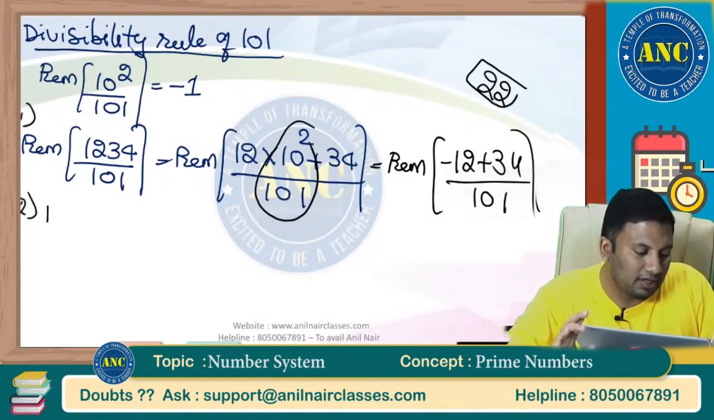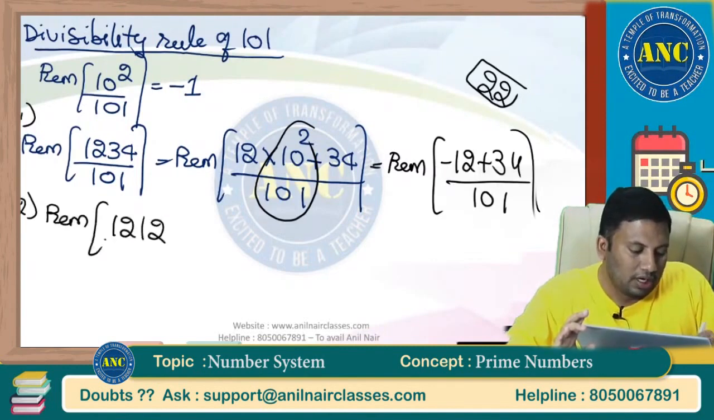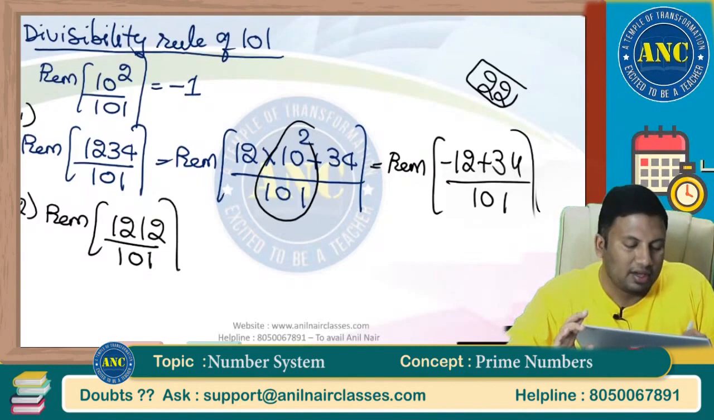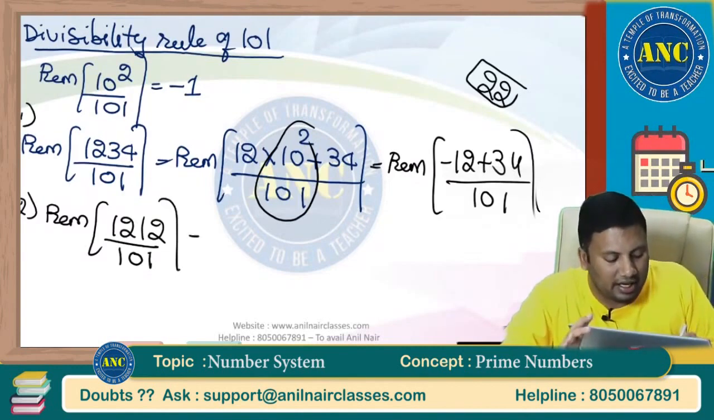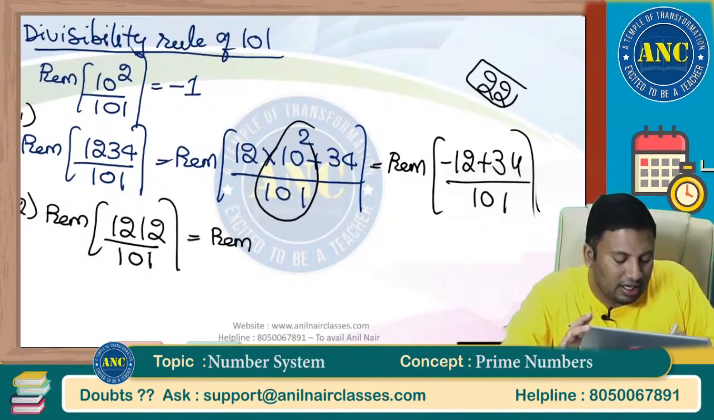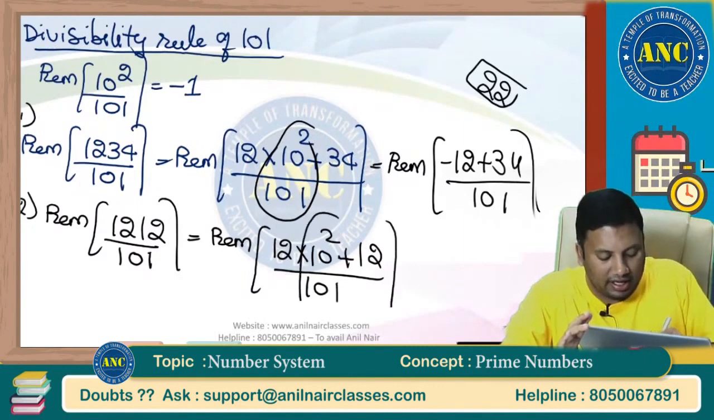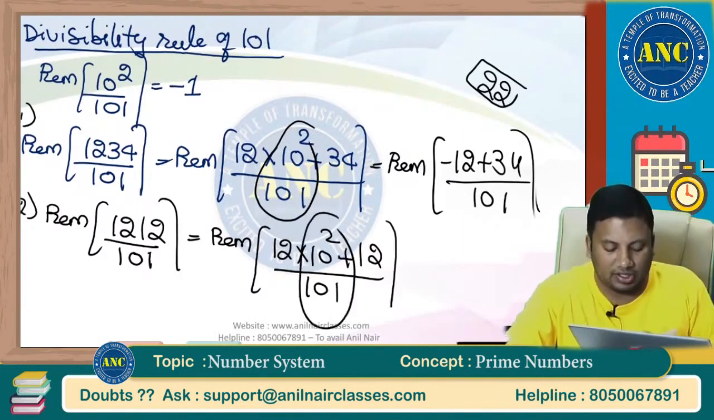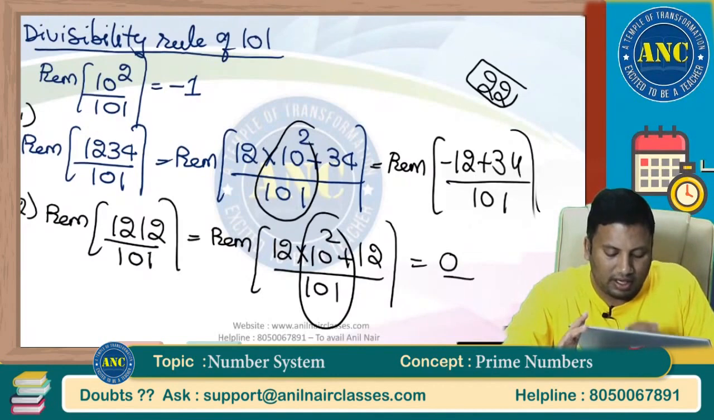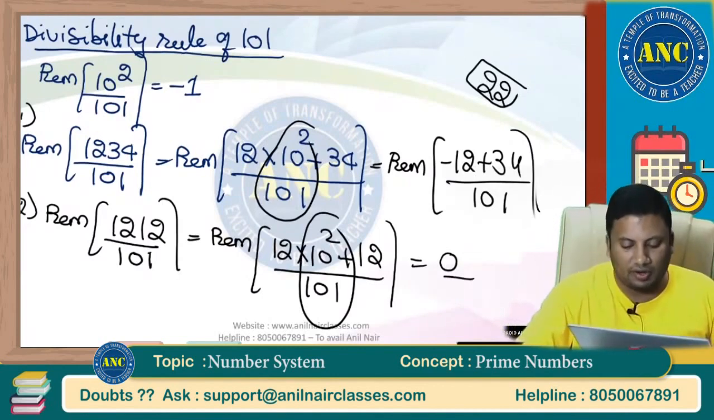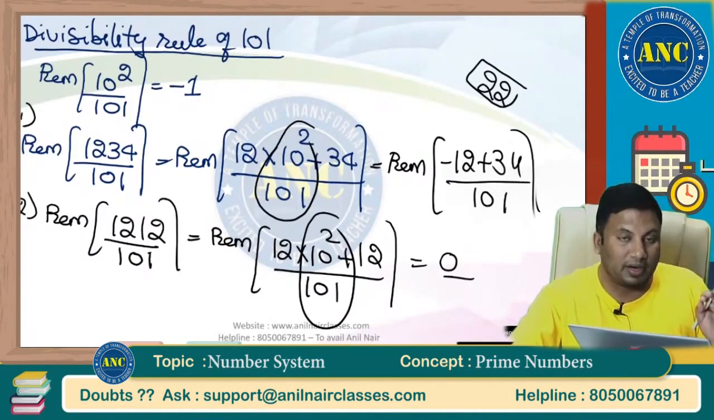Second example, remainder of 1212 divided by 101. This is nothing but the remainder of 12 into 10 square plus 12 divided by 101. 10 square divided by 101 leaves minus 1, so minus 12 plus 12 is nothing but 0.